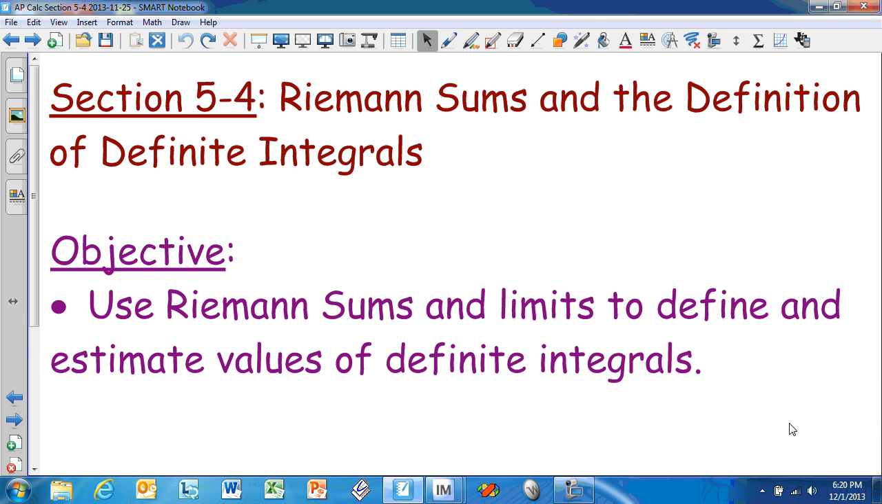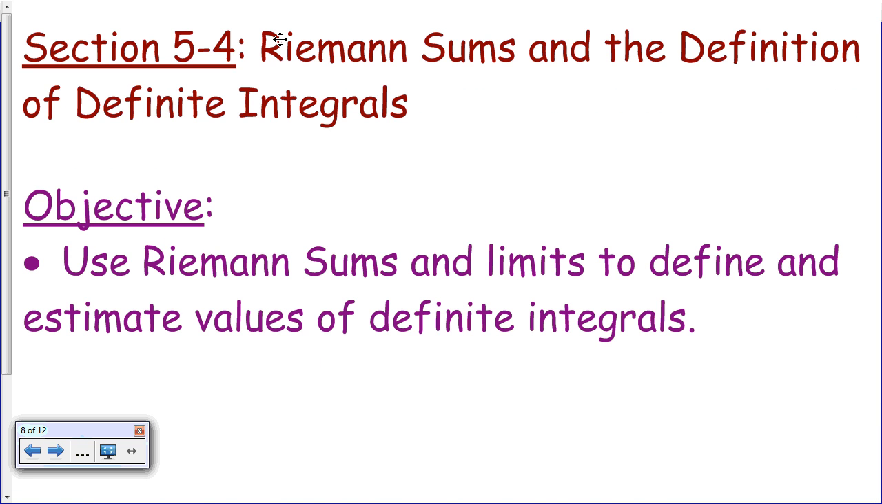All right, section 5-4 is on Riemann sums and the definition of definite integrals. The objective of this section is to use Riemann sums and limits to define and estimate values of definite integrals. You've already done that in the first part of this section. You've used Riemann sums to approximate the definite integral by calculating the areas of rectangles and summing those up to give you an approximation for the definite integral.